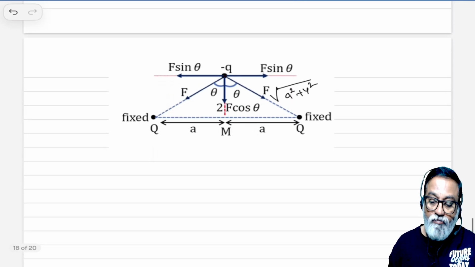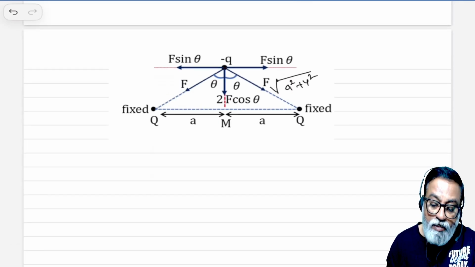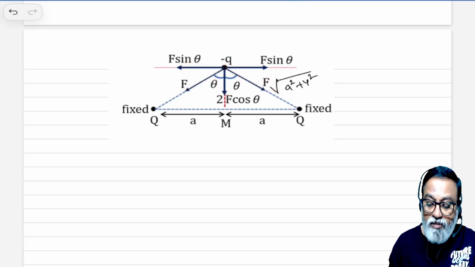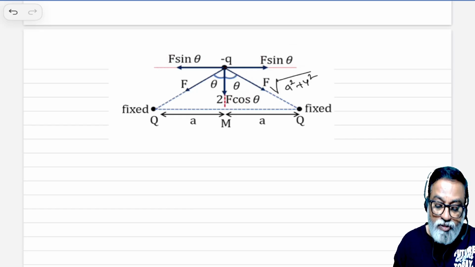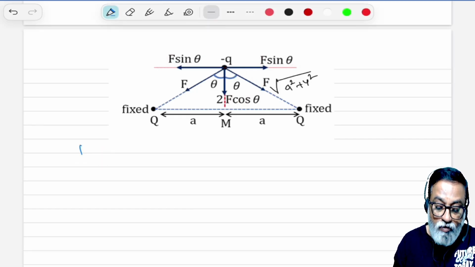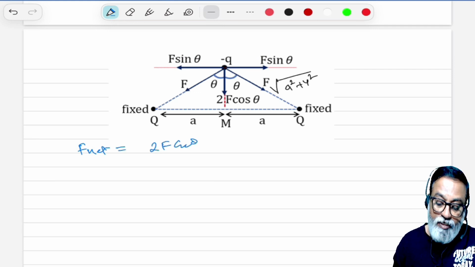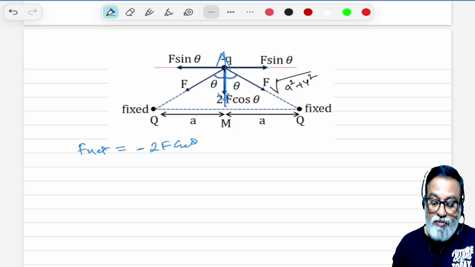See here, this is the force F and this is the force F. Here is the angle. This force can be resolved: F cos theta, F sin theta. This one also has F cos theta, F sin theta. These F sin theta components get cancelled. Therefore, F net is equal to 2F cos theta. But we are displacing in the upward direction, while the net force is downward. Therefore, I am taking minus.